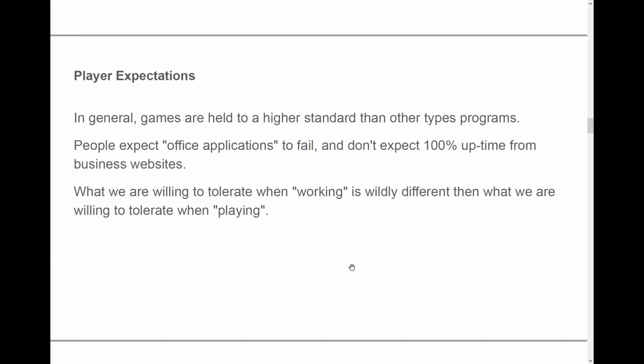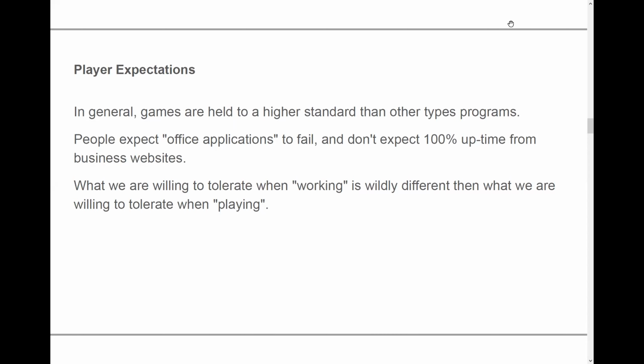People expect office applications to fail, but they don't expect 100% uptime from business websites. What we are willing to tolerate when we work is quite different than what we are willing to tolerate when we play a game.